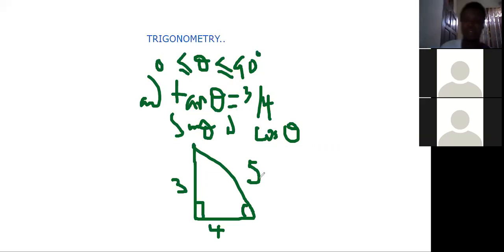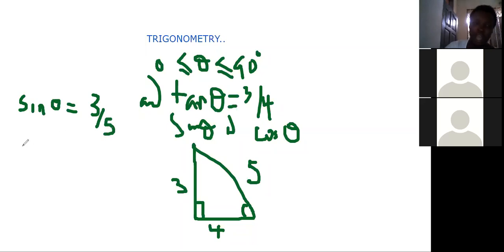So after finding that, the question says we should find sin theta. Sin is SOH, opposite over hypotenuse. The opposite of this angle is 3, and our hypotenuse is 5. So sin theta is 3 over 5. We've been able to find sin theta.